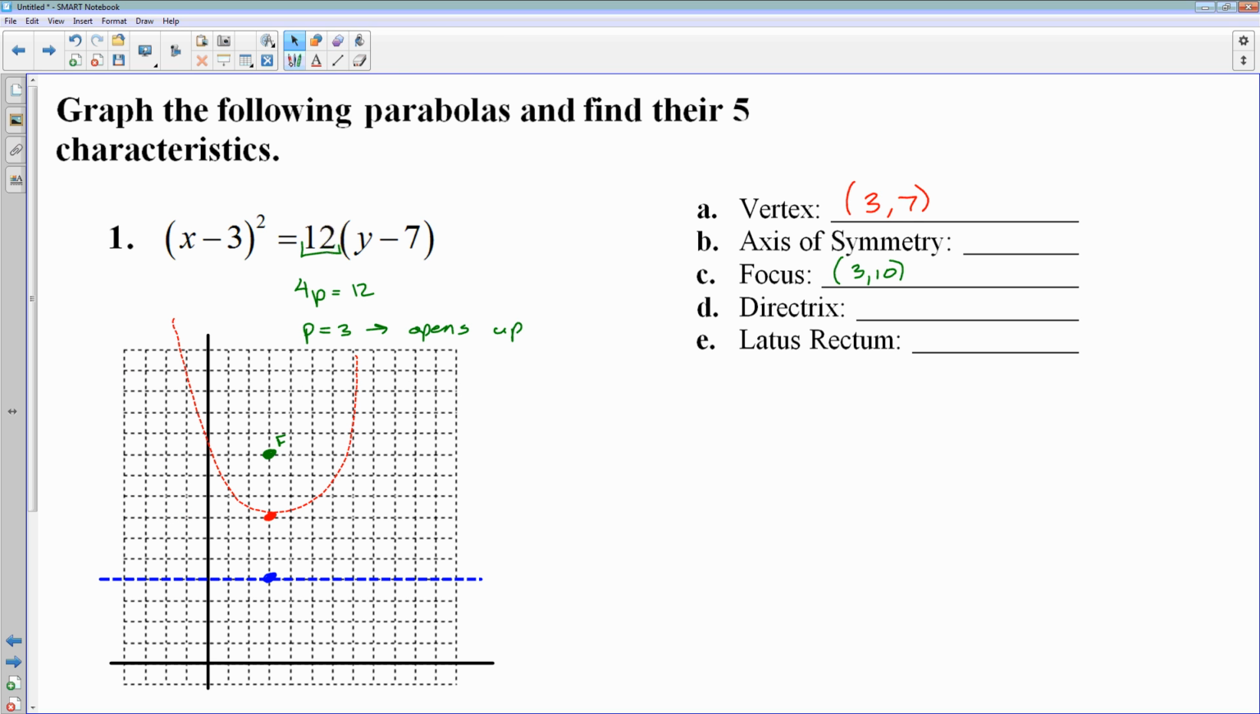There we go. Now my directrix is the line. That's a horizontal line, so it's y equals, and that goes through a y coordinate of 4. So my directrix is the line y equals 4.